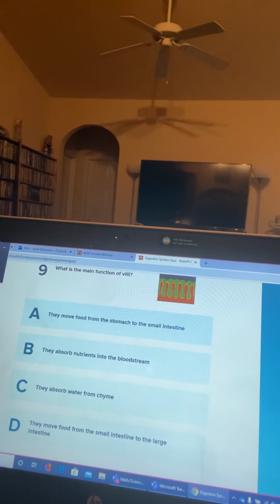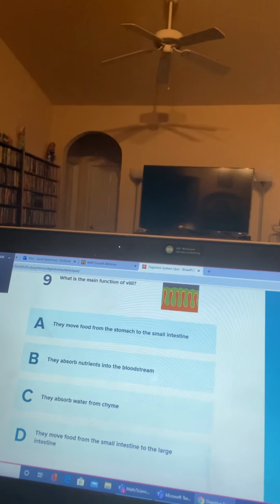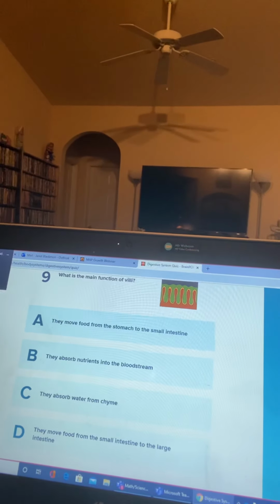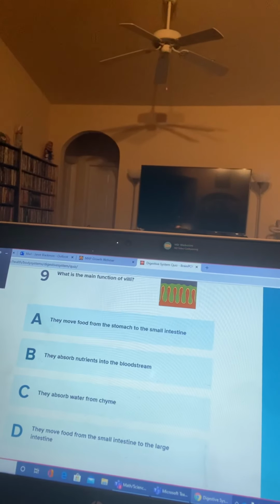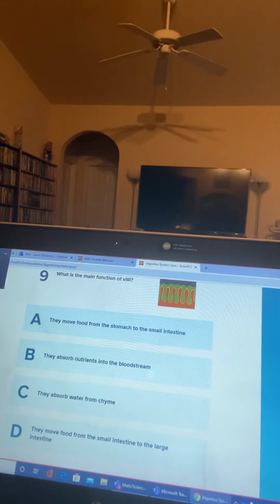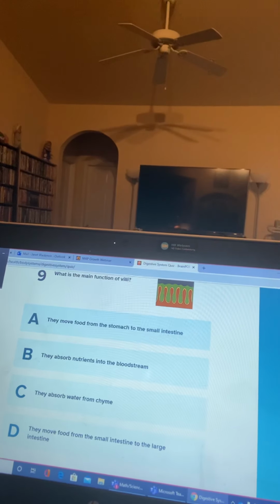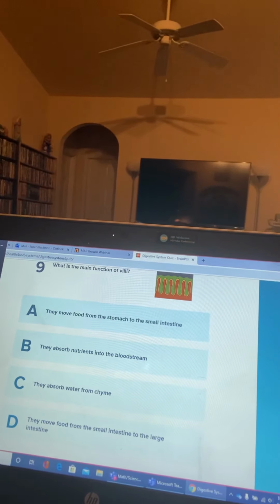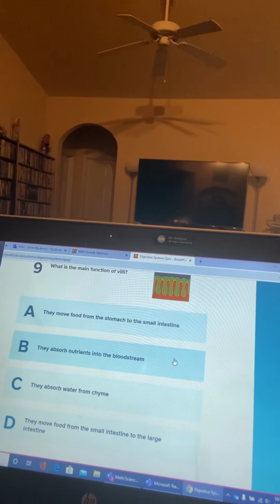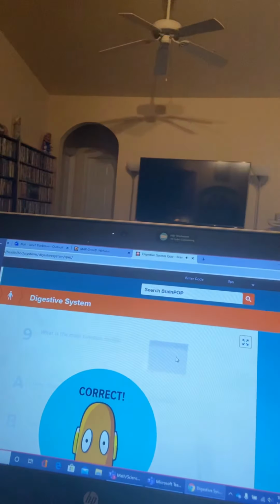All right, number 9. What is the main function of the villi? They move food from the stomach to the small intestines. They absorb nutrients into the bloodstream. They absorb water from the chyme. Or they move food from the small intestines to the large intestines. Any idea? B is correct.